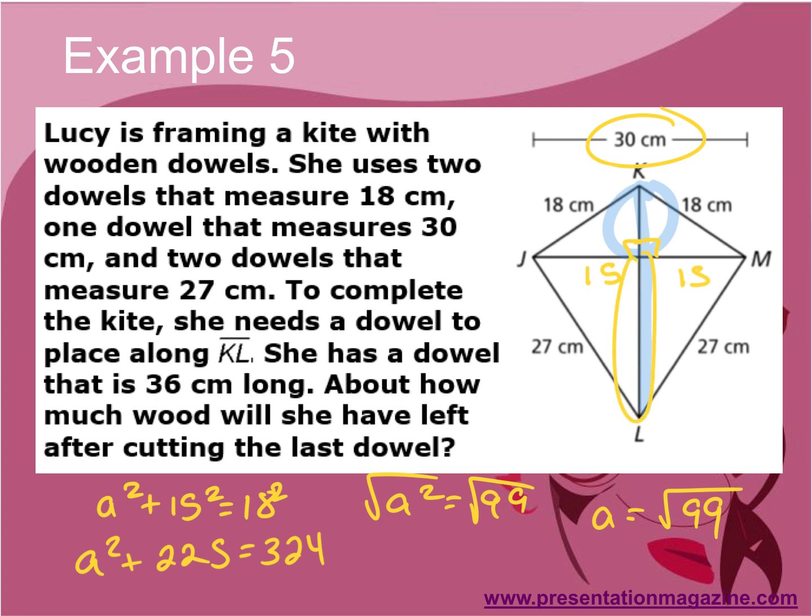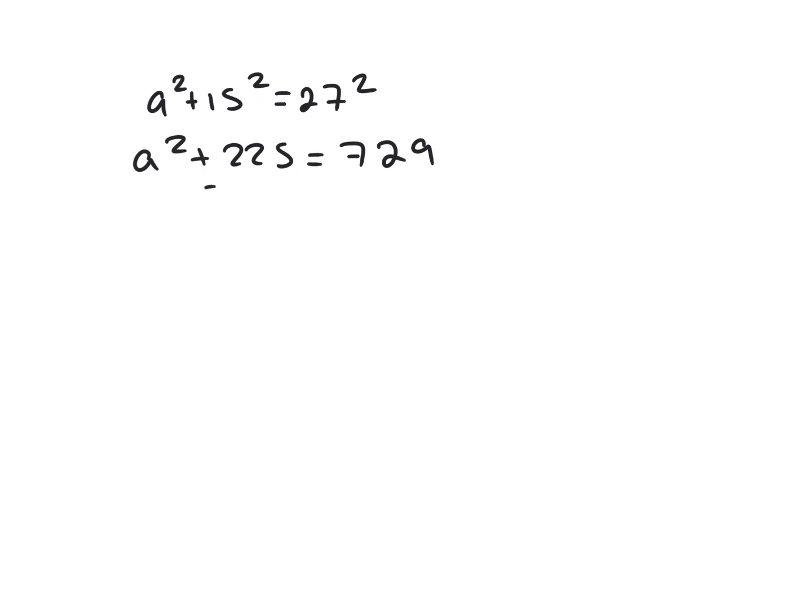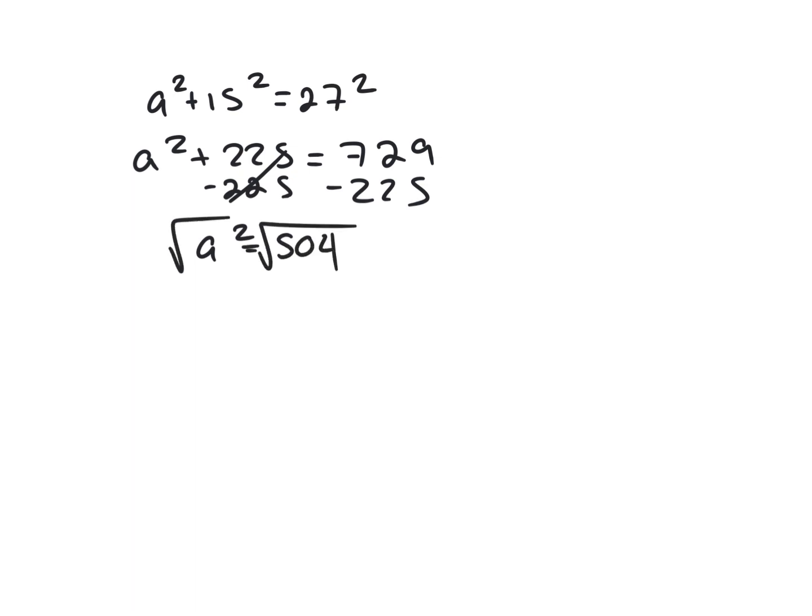I'm going to add a slide for this. The same way using the same formula. So a squared plus 15 squared equals 27 squared. So we're going to get a squared plus 225 equals 729. I will subtract the 225 from both sides, and I get a squared to be 504. I take the square root and I get a is equal to 22.4.